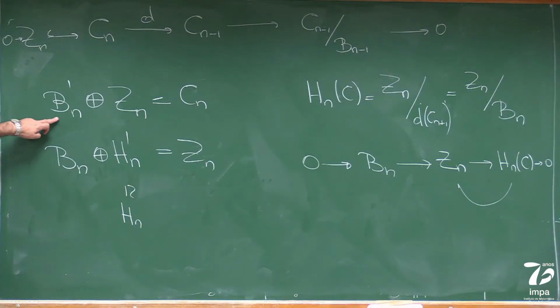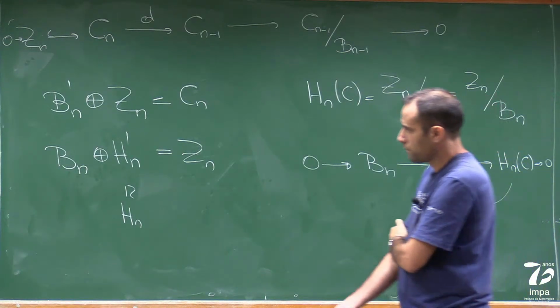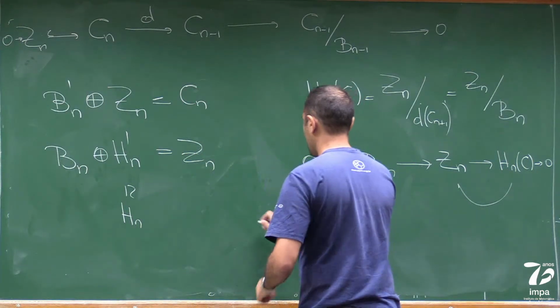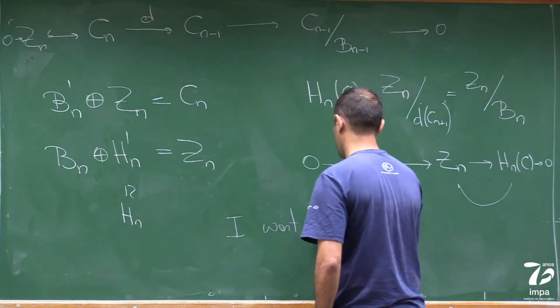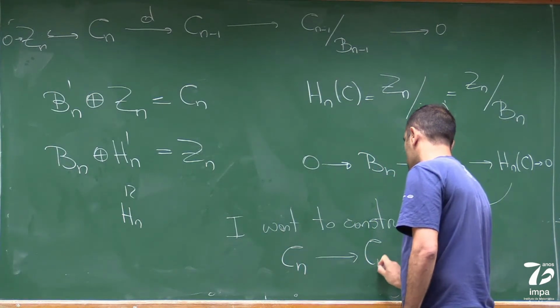Okay, so how about this now? Can anyone describe me this guy? The complement to chains inside of Cn. What I'm after is, I'd like to construct a map from Cn to Cn plus 1. So I want to construct a natural map from Cn to Cn plus 1.